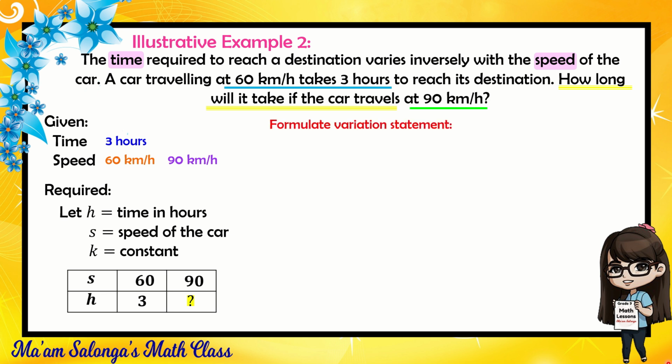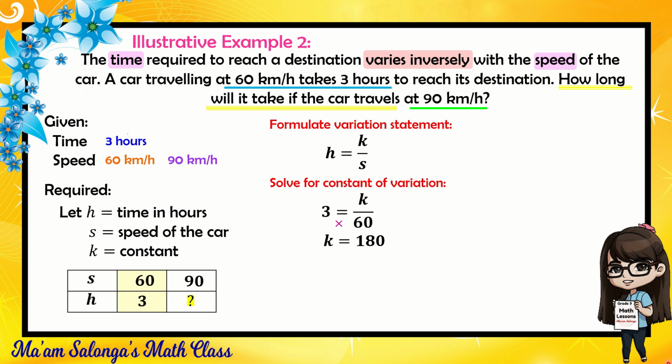So, let's now formulate a variation statement. Since this varies inversely, we have h equals k over s. Then, finding the constant of variation, we will use 60 and 3. So, by substitution, we have 3 equals k over 60. Then, multiply 60 by 3. That is 180. Then, to get the equation of variation, we will just replace the value of k. So, we have h equals 180 over s.